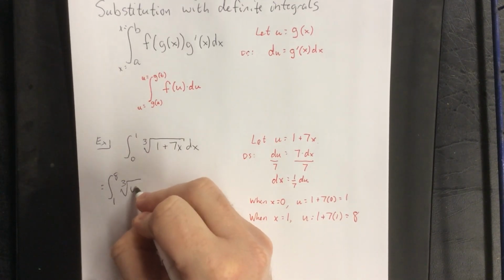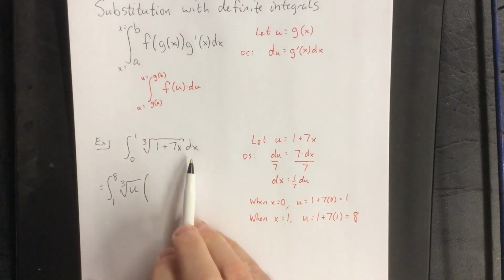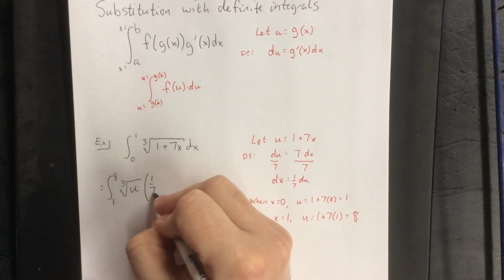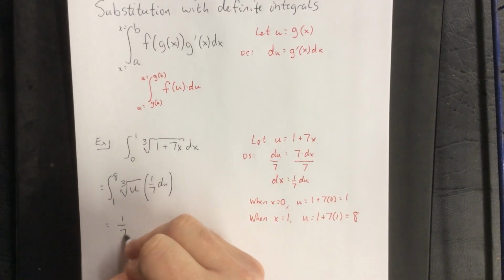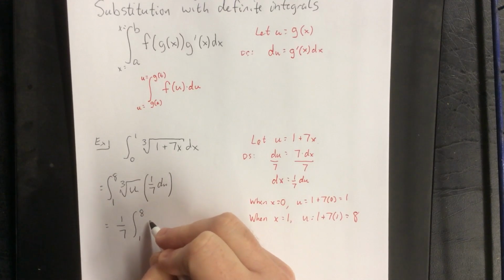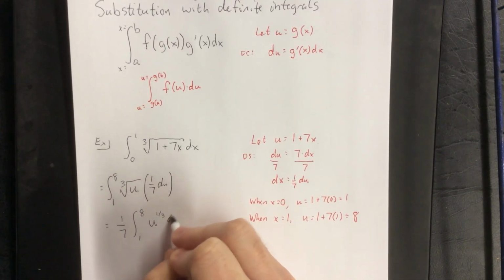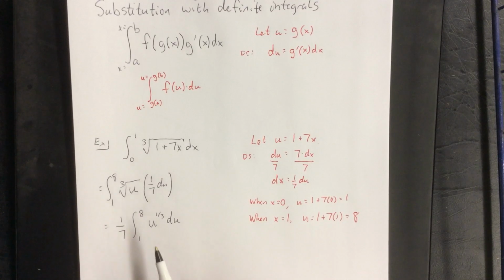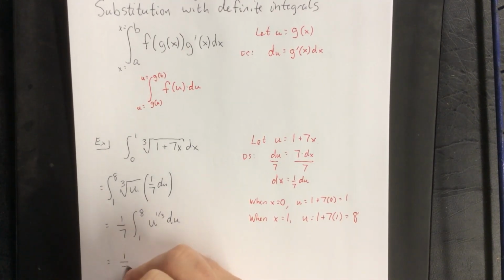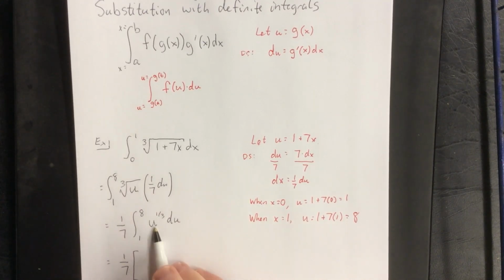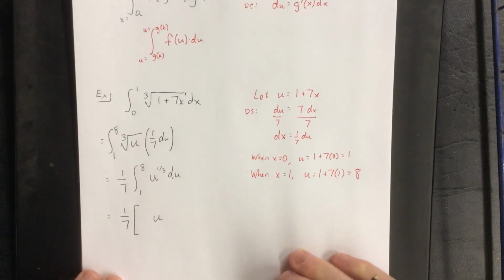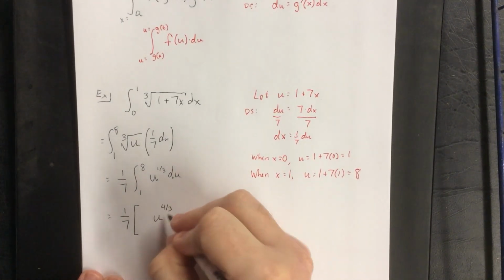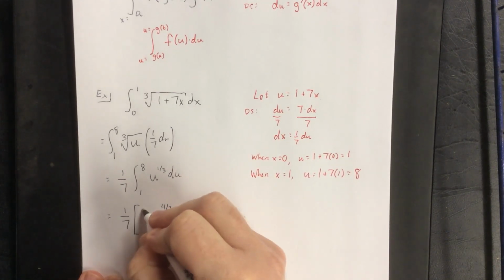Based on our substitution, this will now be the cube root of u, and dx will be substituted as 1/7 times du. 1/7 is a constant multiple and can be pulled outside of the integral without penalty. In anticipation of the rule that we're about to use, I'm going to change the cube root of u to be u to the 1/3 power. With that in mind, the constant multiple stays as a constant multiple, and we antidifferentiate u to the 1/3 power. That would give us, in this case, u to the 4/3 power, and divide by the new power.